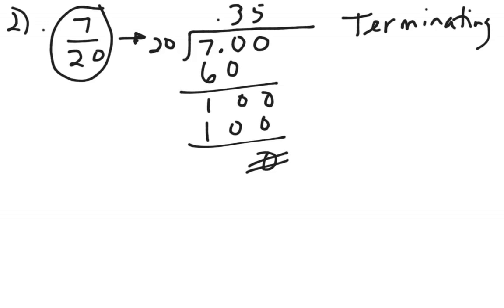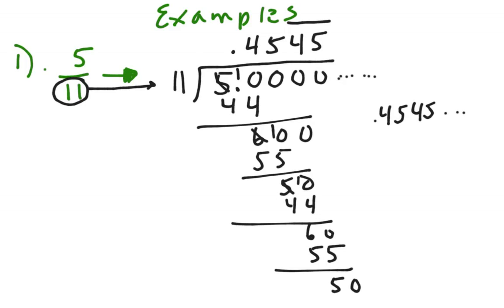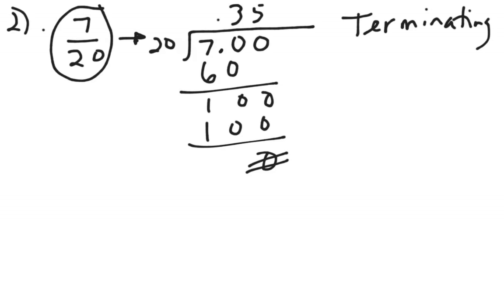So you either have a repeating decimal, like here, or you have a terminating decimal. If you don't have those, it wasn't a fraction to begin with. It's not a rational number.